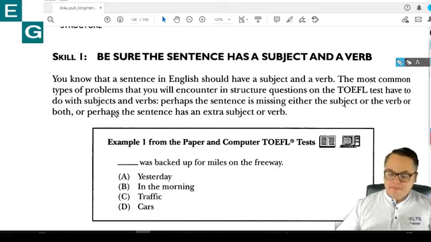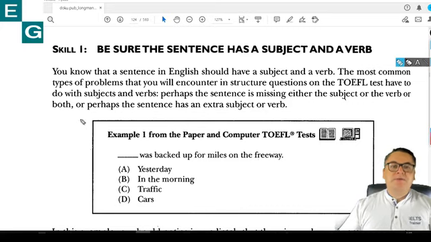This is going to be a course based on how to apply grammar structure techniques, and we're going to start this section by talking about the skills we're going to develop.